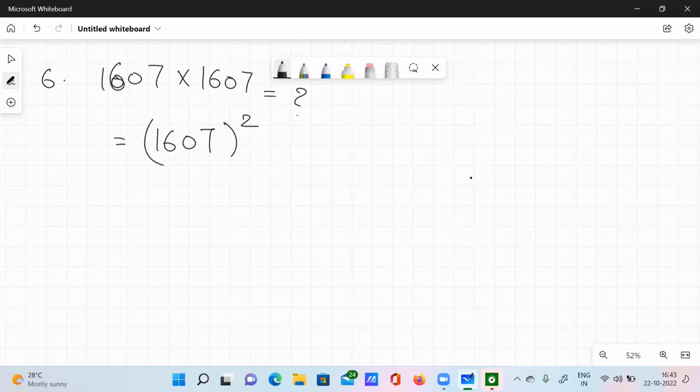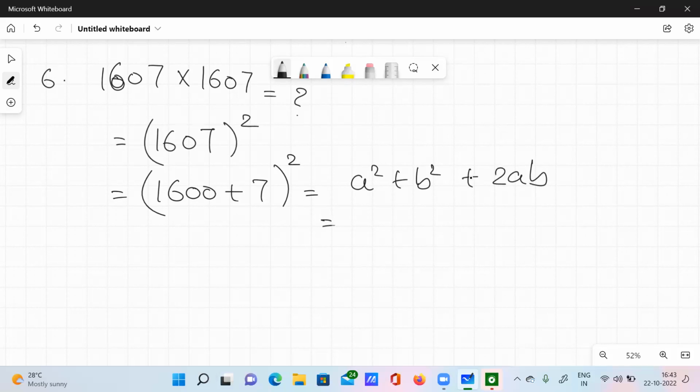So how to deal with this number 1607? You can also write it as 1600 plus 7 whole square, right? So this together forms the a plus b whole square formula. What's the formula for it? a square plus b square plus 2ab. So what is the a square here? 1600 whole square. Now what's the b square here? 7 square. What is the 2ab? 2 into 1600 into 7 here.